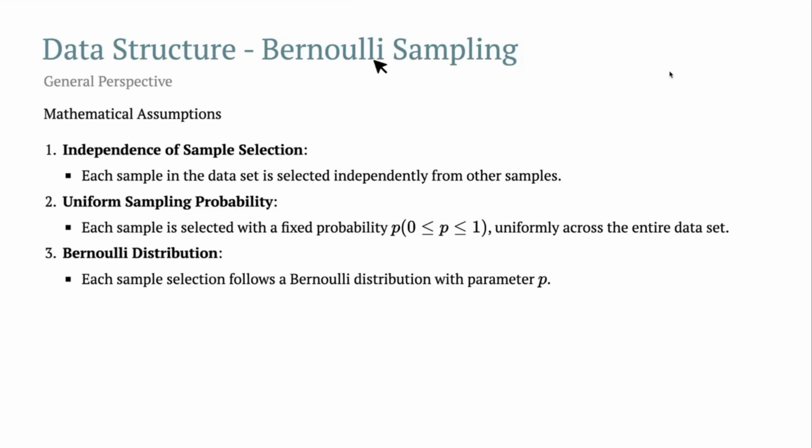So here we have a very fancy algorithm, because the name is pretty fancy, but the implementation is so simple. The algorithm is based on assumptions. Basically, each sample in the data set is selected independently from other samples, and each sample is selected with a fixed probability across the entire data set.